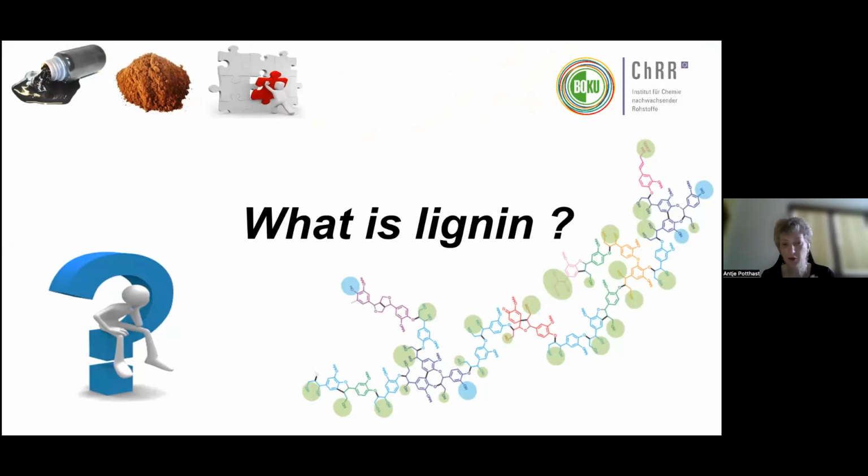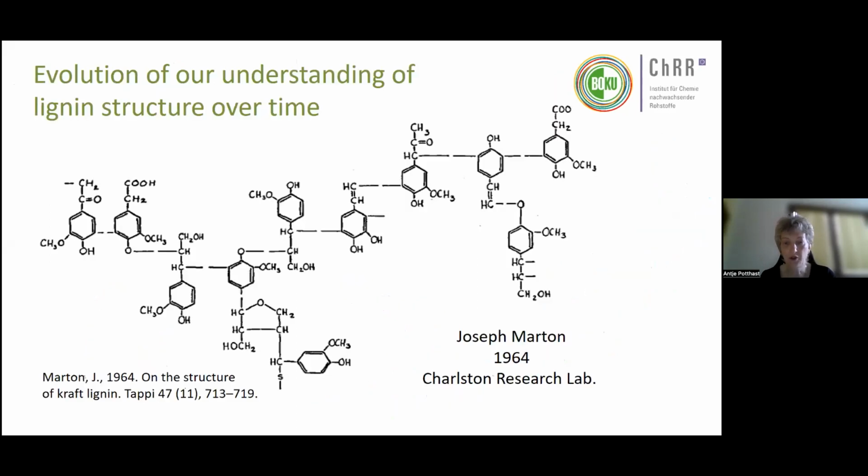Now, don't worry, I don't want to tell you what lignin is in terms of building blocks. I just want to give you a little historic perspective on how we see the structure of lignin now and how people saw it before, because this is also to some extent related to how large the lignin molecule is. The first structure in literature we could find was the one from Joseph Martin from Charleston Research Lab. It's from 1964. Just remember, this is about 12 years after Staudinger got the Nobel Prize for the concept of polymers. So the concept of big molecules at that time was pretty new.